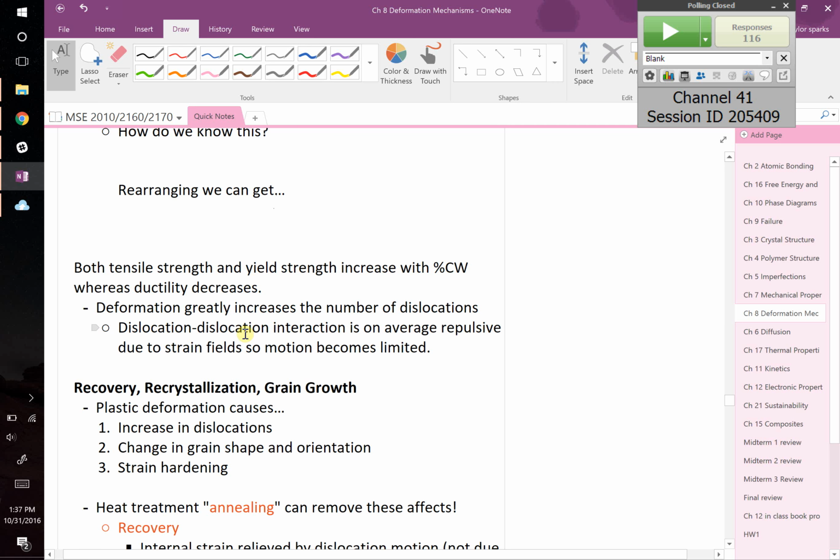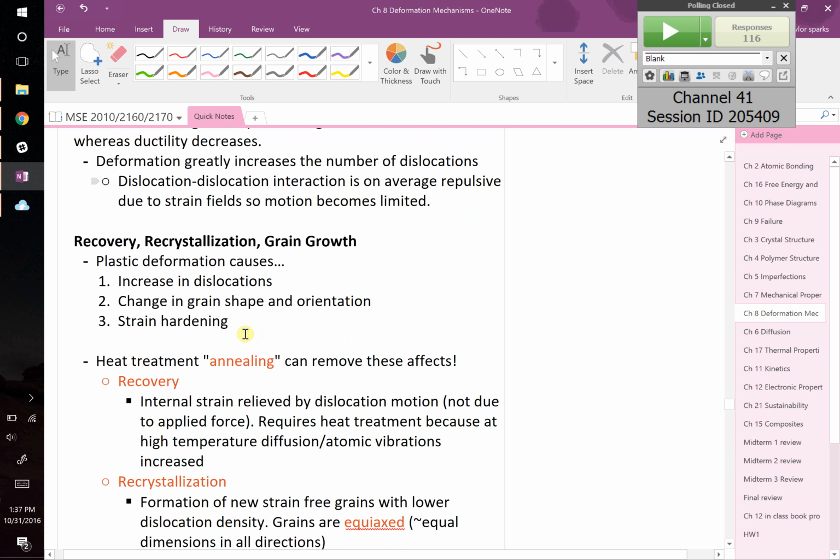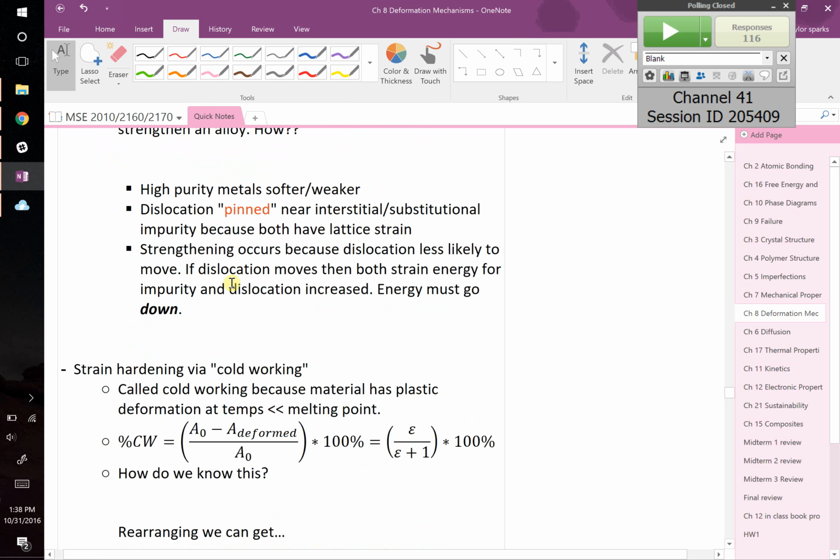Okay, so all this talking about introducing dislocations, getting rid of them, having it become harder, having it go back to more ductile, can be described in terms of words that we use in material science called recovery, recrystallization, and grain growth, right? So we already said that plastic deformation causes more dislocations. It changes the grain shape and the orientation, right?